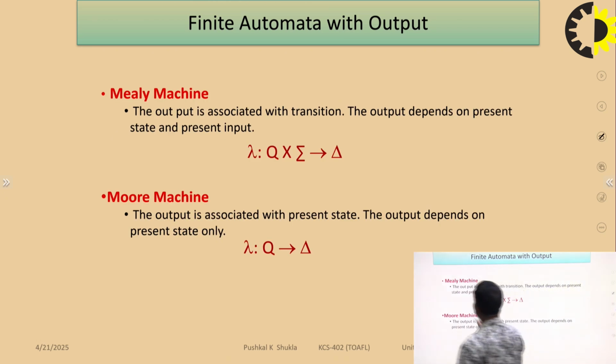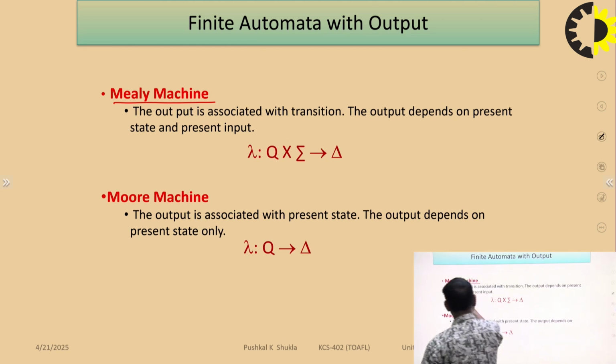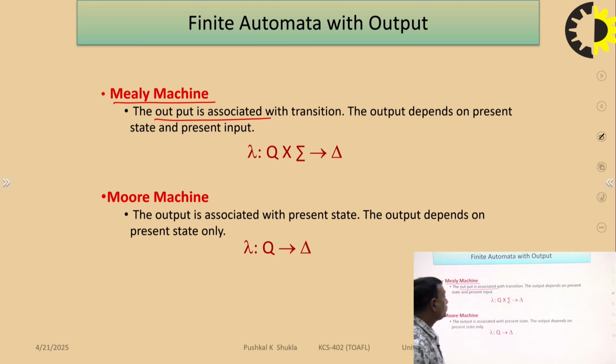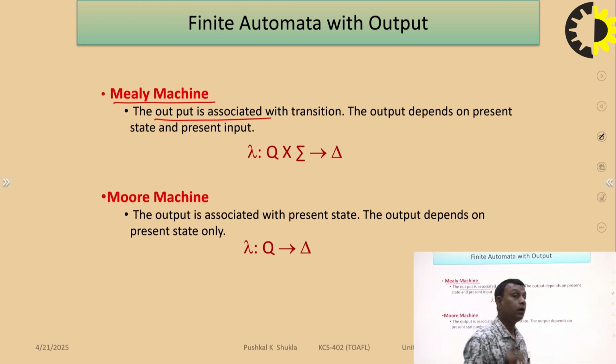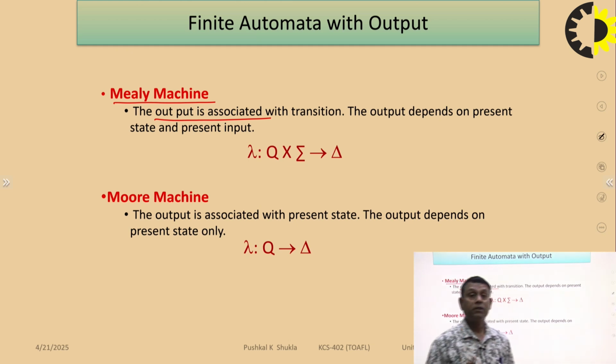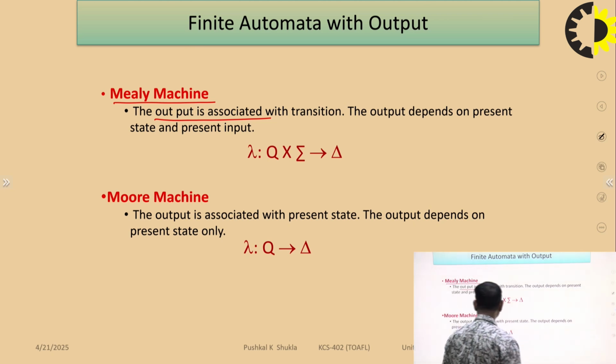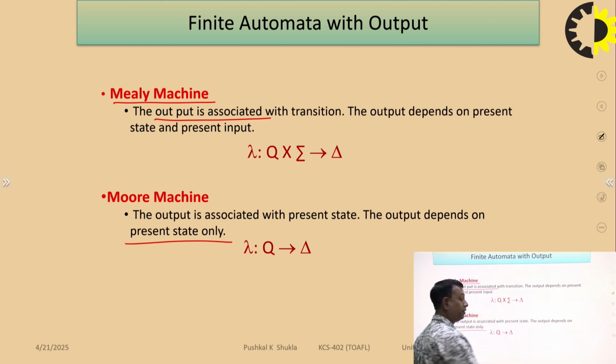So, what is a Mealy machine? In a Mealy machine, the output is associated with the transition. It means the output depends on the present state and the present input. While in the case of a Moore machine, the output is associated only with the present state. So there is a difference in output.